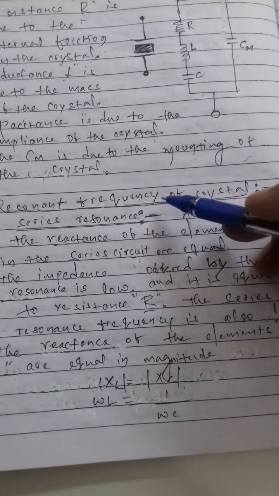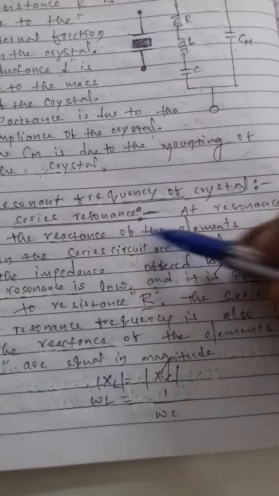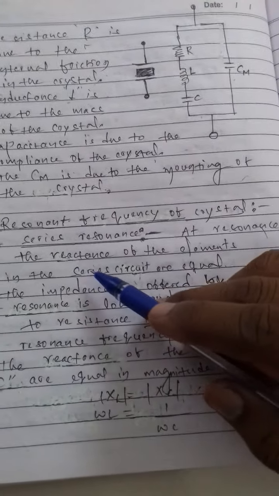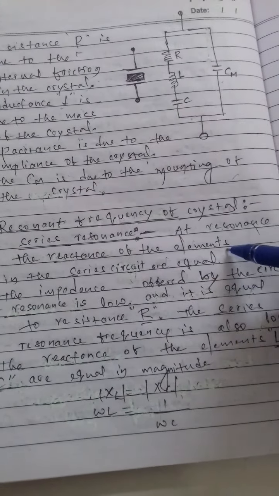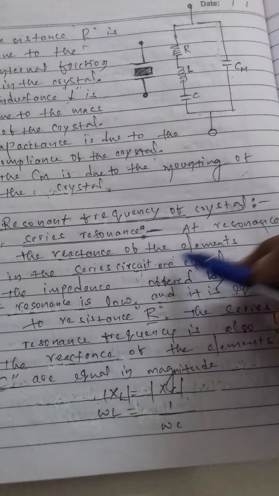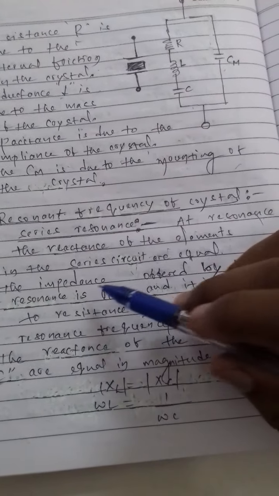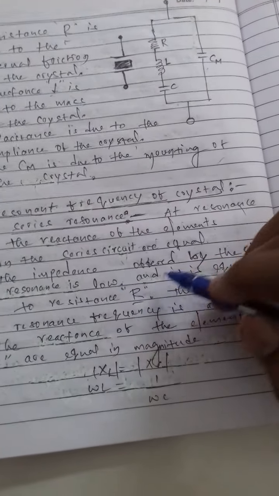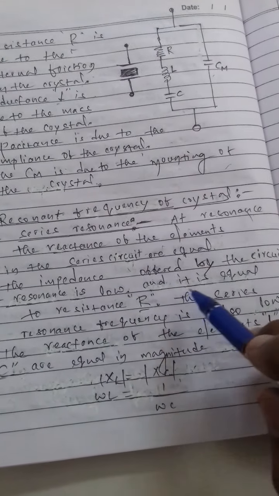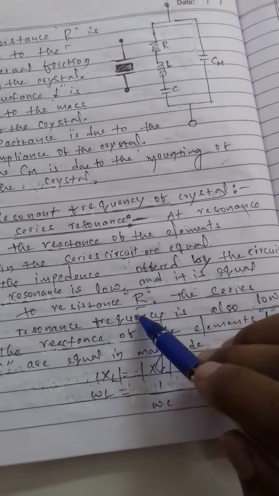Resonant frequency of the crystal, series resonance. At resonance, the reactance of the elements in the series circuit are equal. The impedance offered by the circuit at resonance is low, and it is equal to the resistance R.